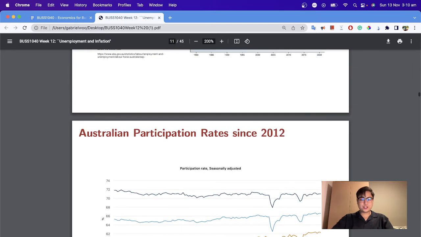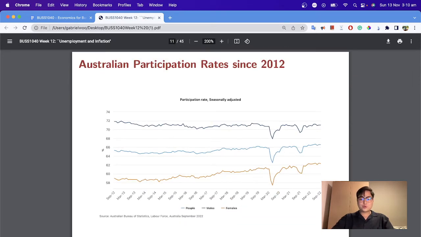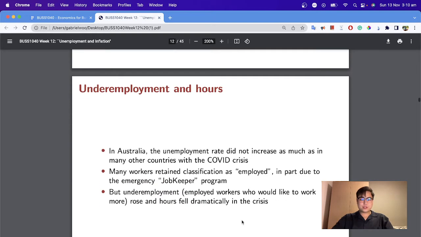Here's Australia's participation rate since 2012. So we can see the male and female difference between participation rates.